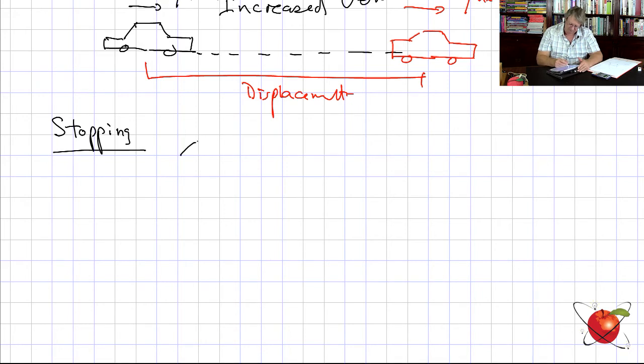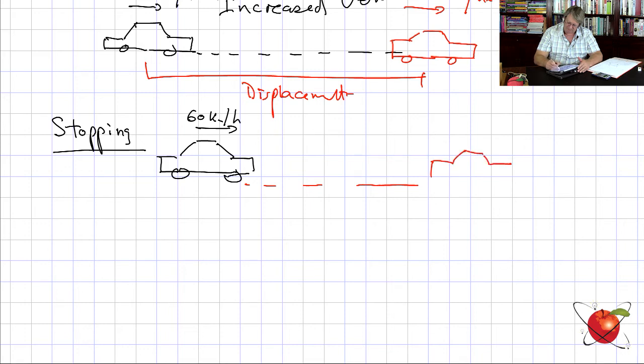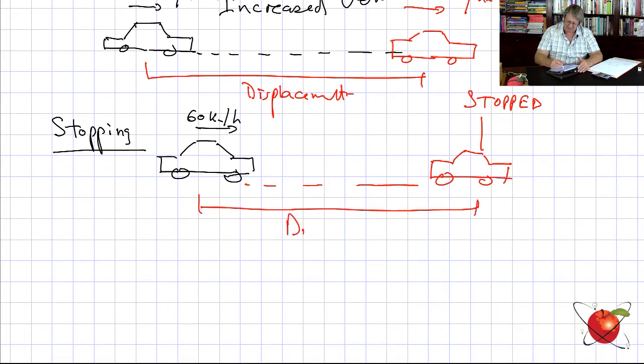Hang on. What happens if I'm stopping? I'm a car. Okay, there I am. I'm traveling this way at 60 kilometers per hour, and after a period of time I'm now stopped. My velocity has changed, and this is a displacement. This is my actual stopping distance.